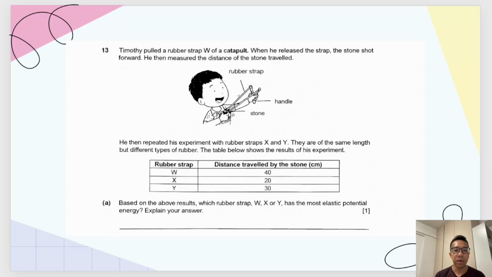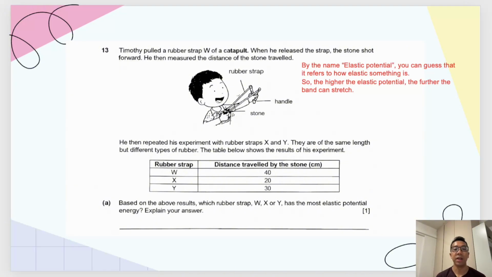Because if you were to think about it, the longer we can stretch the rubber strap, the further the stone can travel. And based on the table you see here, the stone that travels the most was with the rubber strap W. Therefore, rubber strap W has the most elastic potential energy that can be converted to the most amount of kinetic energy to shoot the stone the furthest distance when compared to the other two rubber straps.